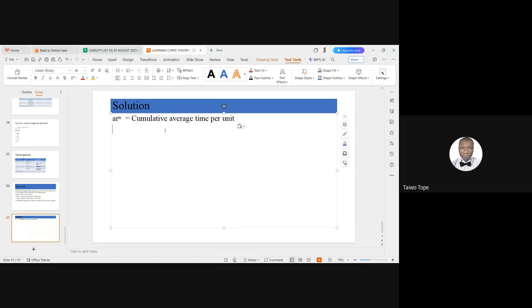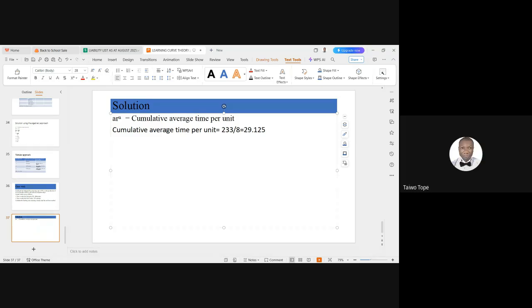Okay, let's see what is happening now. For you to determine the cumulative average time, because you're only giving the total, the cumulative average time per unit will be equal to what? 233 divided by what? By 8. That gives 29.125.